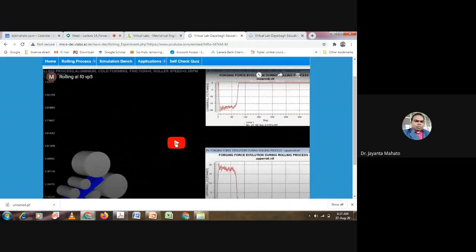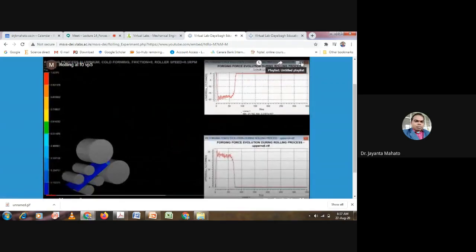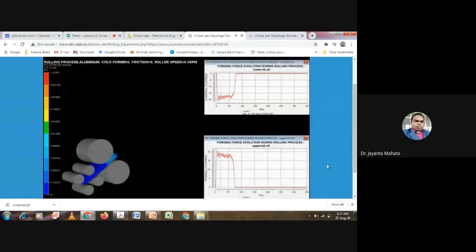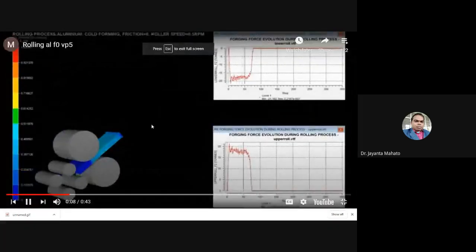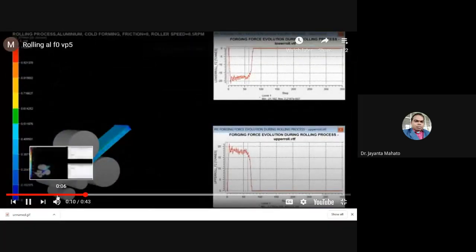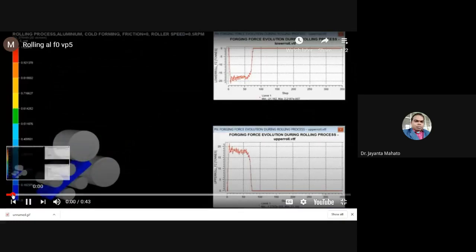Now see this, when the material passes, starting from here, the material will pass here.